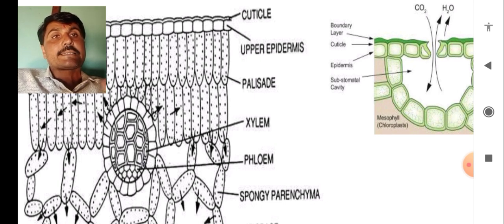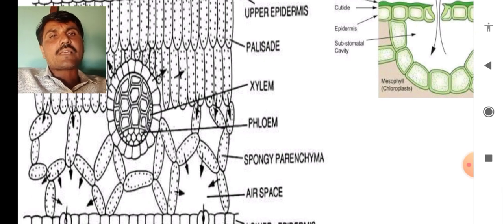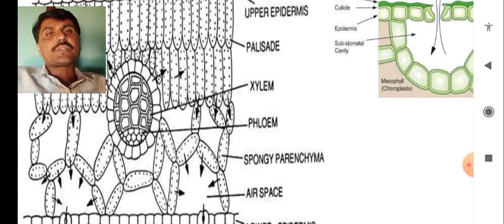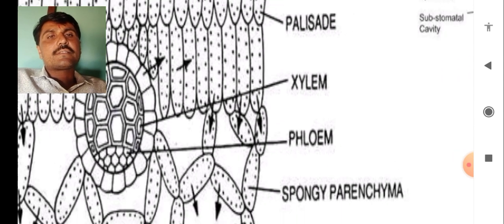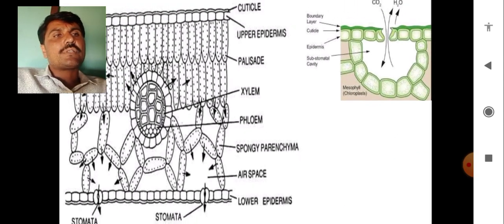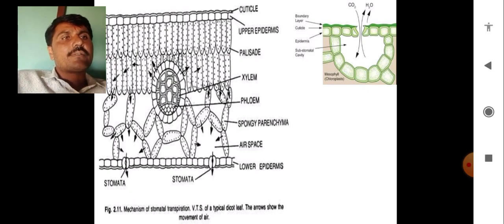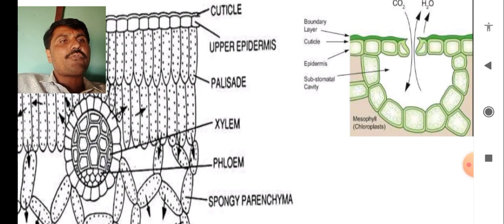Then you see the palisade cells, which are elongated, tapering at one end and just adjacent to each other. Next to that, you see the xylem in a circular form covered by the phloem. The phloem is also seen in the form of cells, but the xylem has hexagonal cells which are seen over here. So you can look at this mesophyll chloroplast.